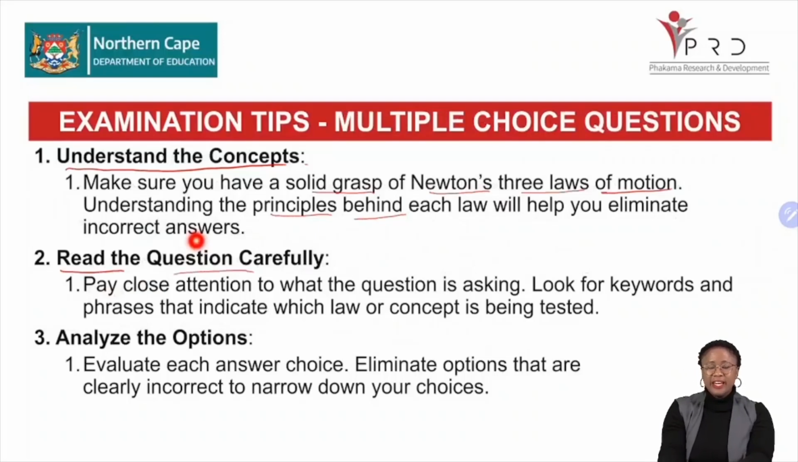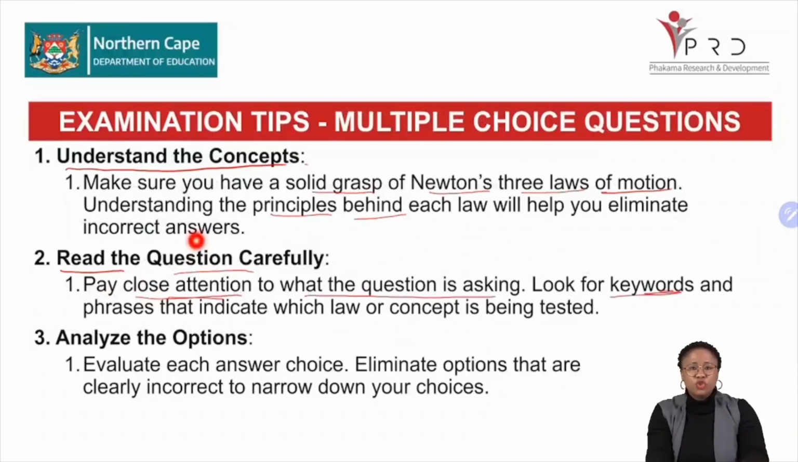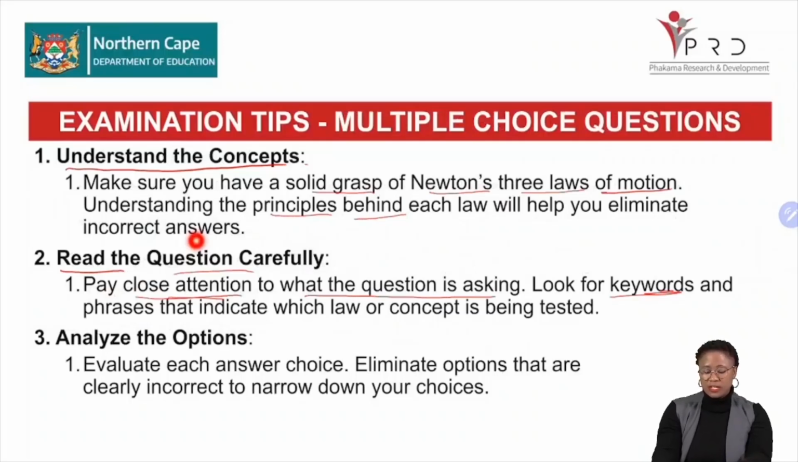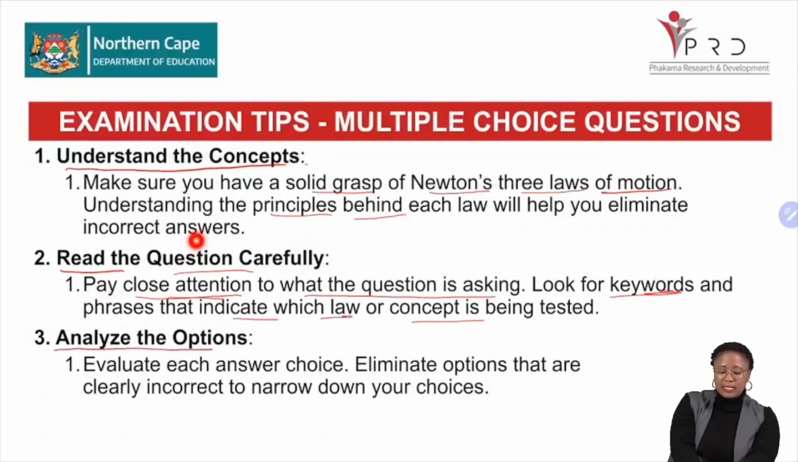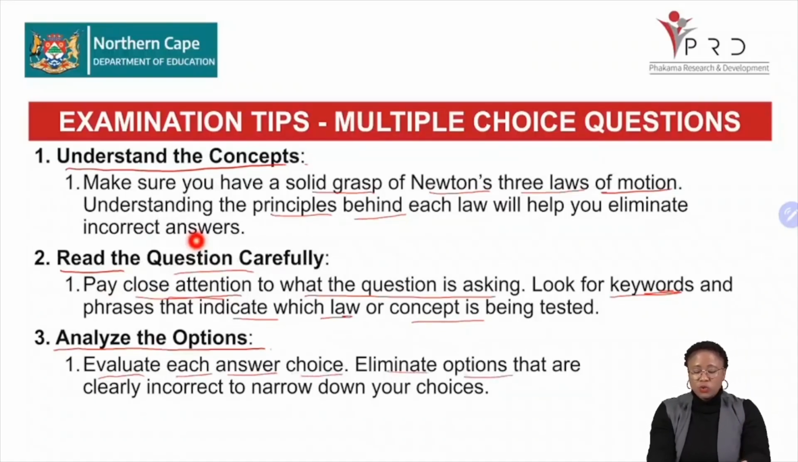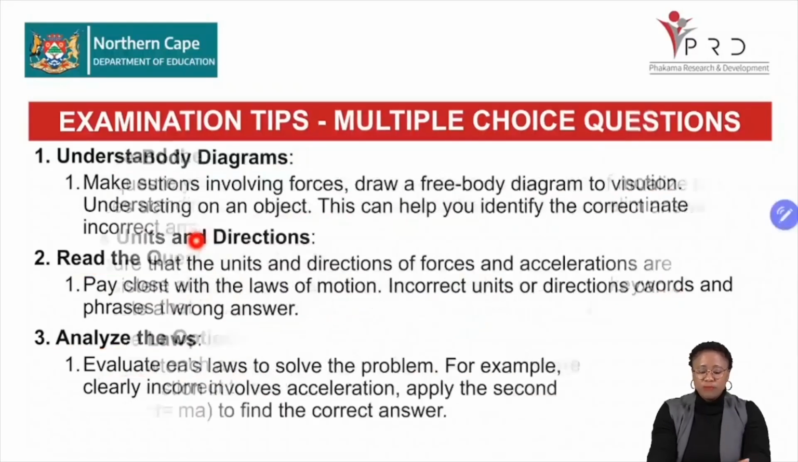Read the question carefully. Pay close attention to what the question is asking, and look for keywords in the question. Keywords such as constant velocity, constant acceleration, frictionless surface, rough surface. Those are the keywords or phrases that you must look out for. That indicates which law or concept is being tested. That is very important. Analyze the options that you are given, evaluate each answer choice, and eliminate options that are clearly incorrect to narrow down your choices. That is very important to go through.